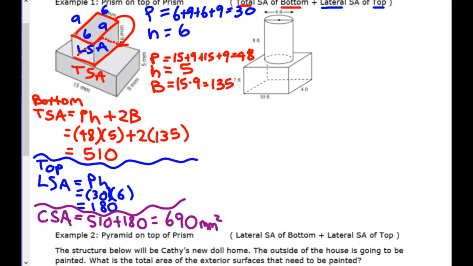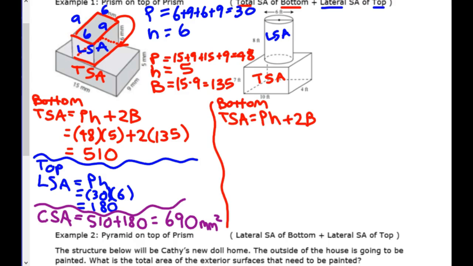Now the next one, do you notice how the next one is not a prism on top, but it's a cylinder? I'm telling you, cylinder is the same rules as a prism on top. So once again, total on bottom, lateral on top. If you want to write that down in the actual picture, TSA on the bottom, LSA on the top. And I'm going to write again, bottom, same formula for the bottom. It's going to be PH plus 2B, and again, write small, unfortunately, not a ton of room, sorry.